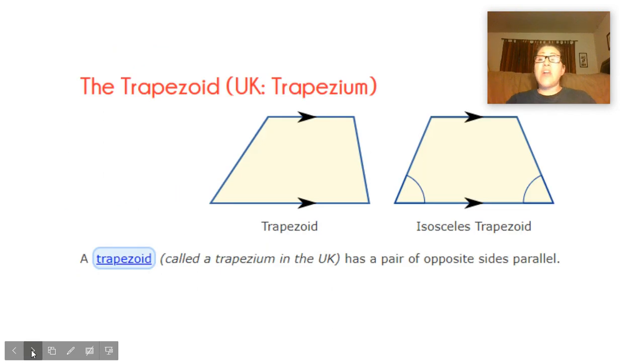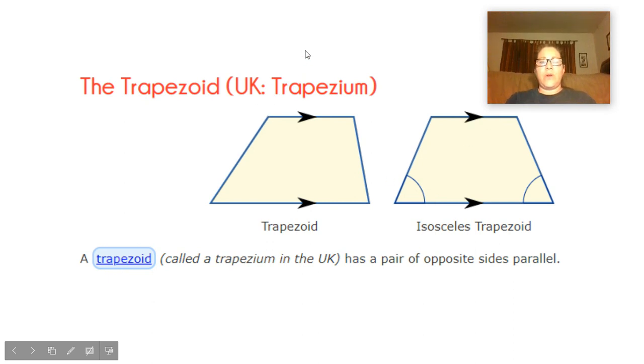All right, let's look at the trapezoid. A trapezoid has four sides, no right angles, and it can be drawn a couple of different ways as long as it has only two sides that are parallel. If you look at this as an isosceles trapezoid, which means these two angles are equal, it still only has two sides that are parallel.